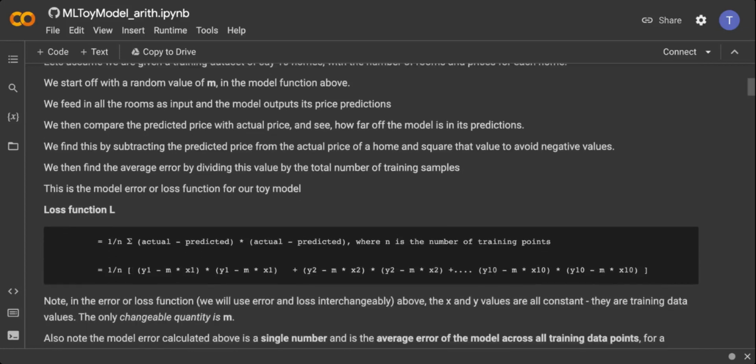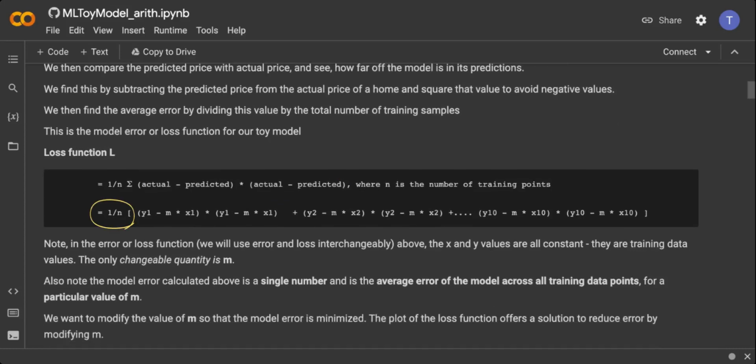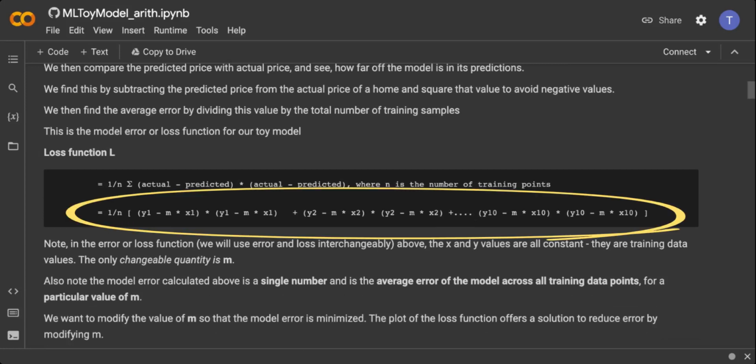We then compare the predicted price with actual price, and see how far off the model is in its predictions. We find this by subtracting the predicted price from the actual price of a home, and square that value to avoid negative values. We then find the average error by dividing this value by the total number of training samples. This is the model error or loss function for our toy model.